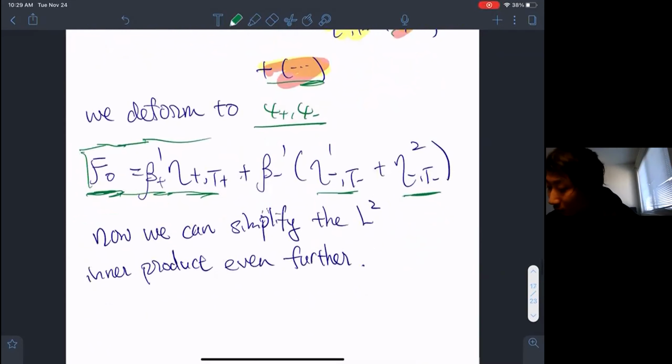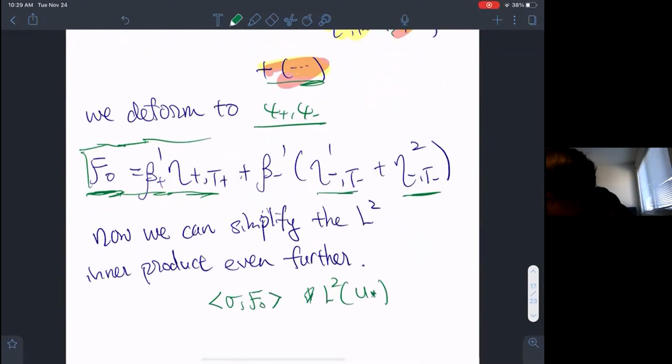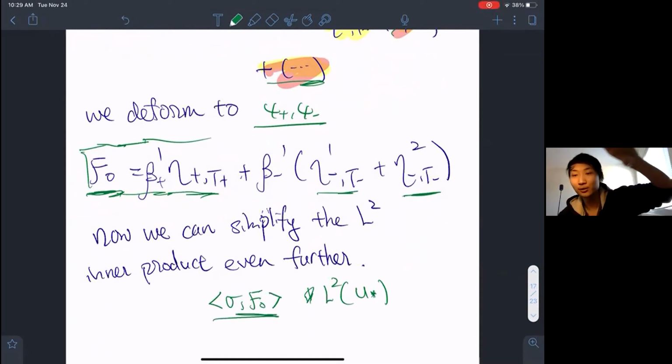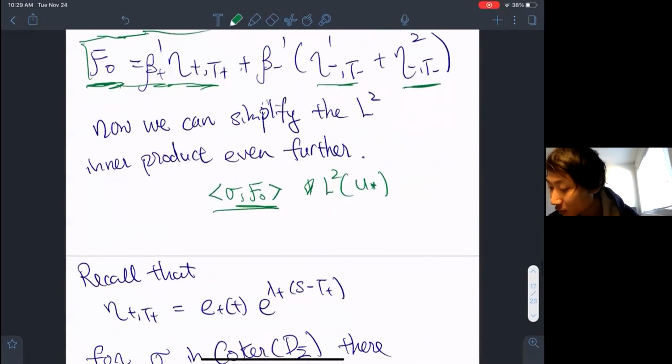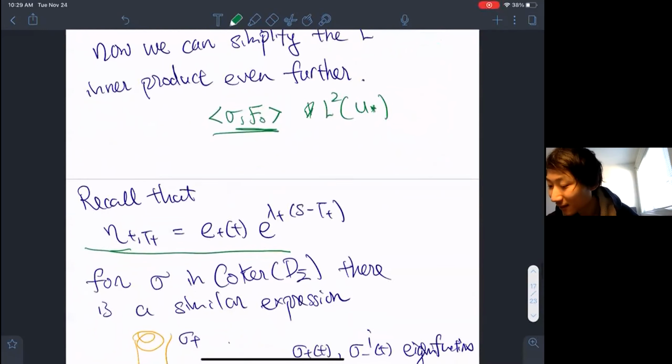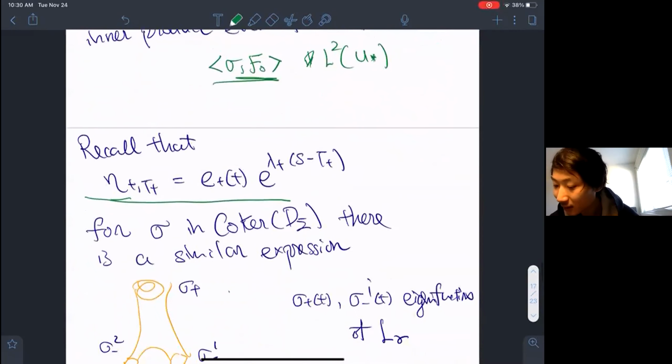And recall, the inner product of sigma with f0 is an L2 inner product over the pre-glued curve, and we can simplify this L2 inner product even further. To compute this, you have to integrate over the entire pre-glued curve, but we can simplify that. And why can we simplify that? Because we have these normal asymptotic formulas for the eta plus and eta minus. I mentioned that way back then. They have been translated a little bit, but they still take the same form.